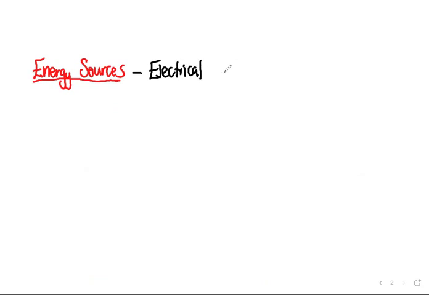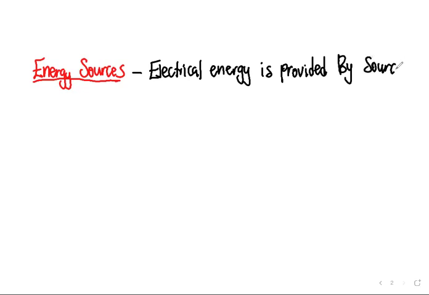So now let's speak about energy symbols, energy sources, so to say. One thing that you must understand is that electrical energy is provided by sources. Electrical energy is provided by sources such as a cell, battery, or a dynamo.